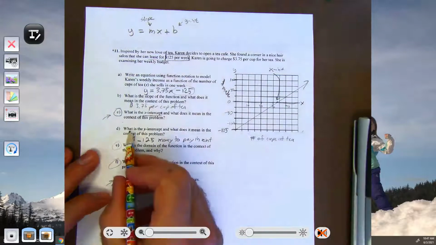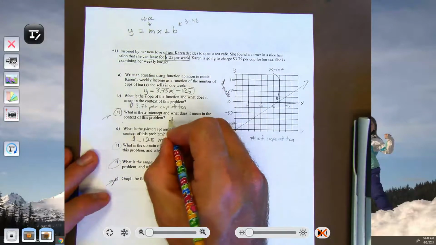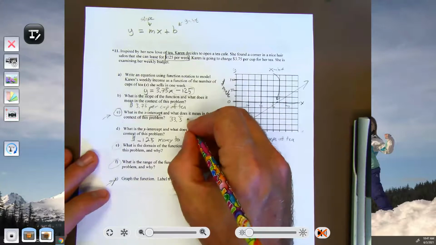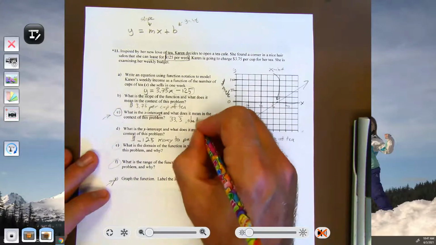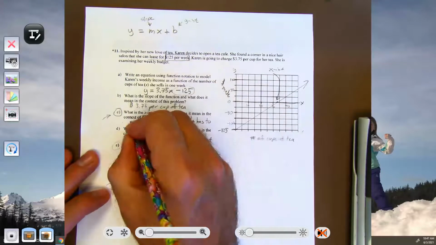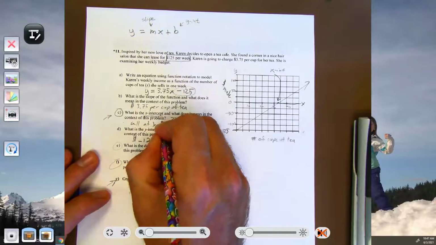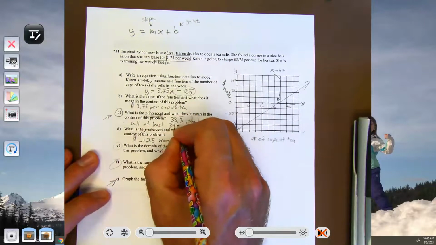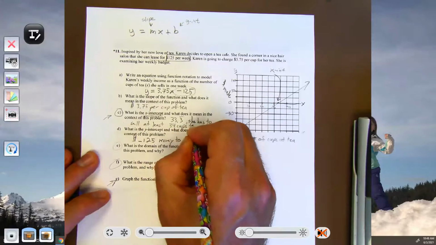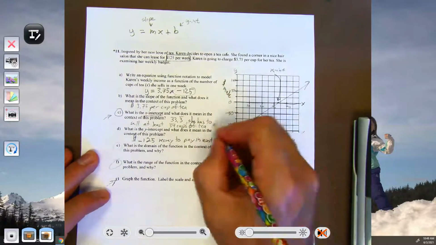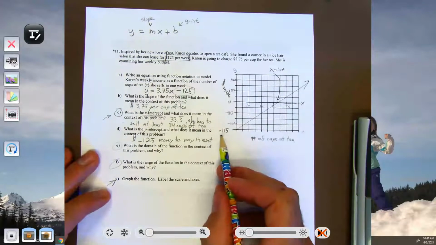So what is the x-intercept in this problem? 33.3 repeating, and it means she has to sell at least 34 cups of tea to make money. Otherwise, she's losing money because she has to pay money in rent.